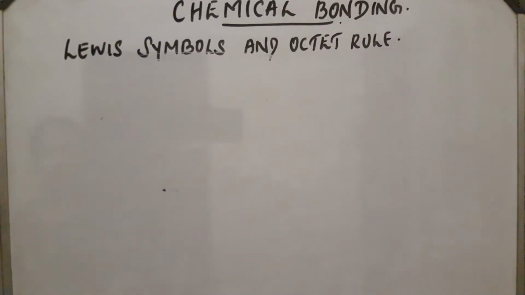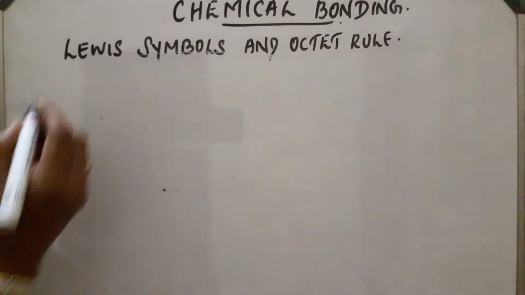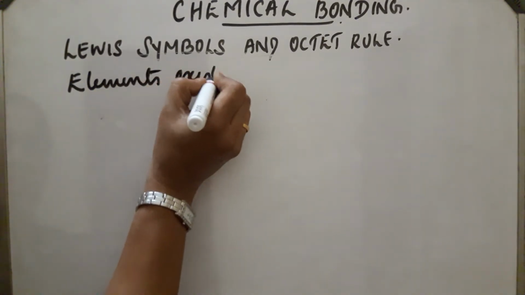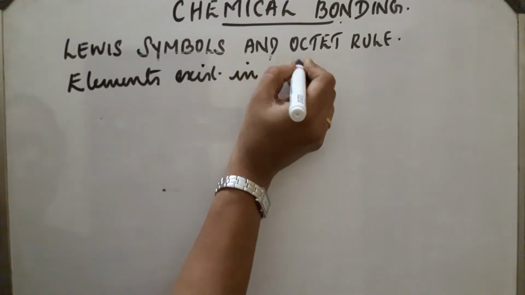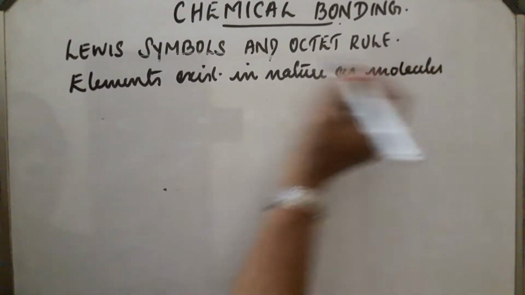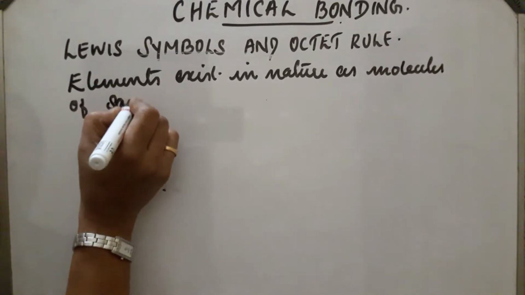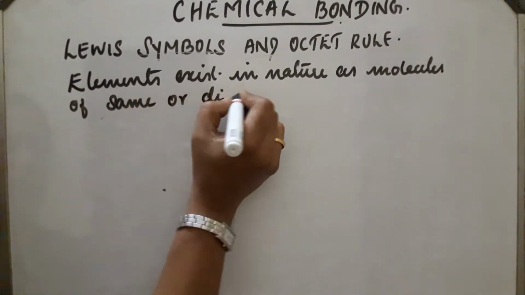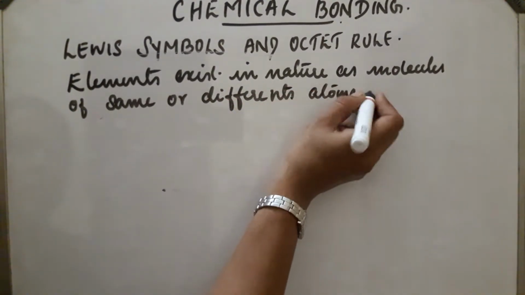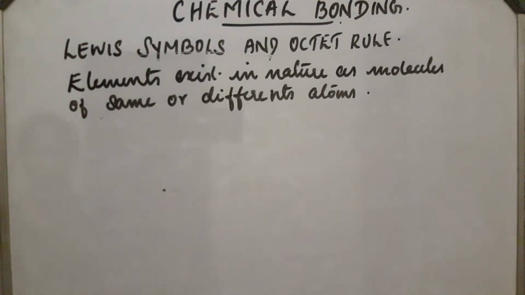Chemical bonding, Lewis symbols and octet rule. Elements exist in nature as molecules of same or different atoms, except noble gases. They are independent in nature.